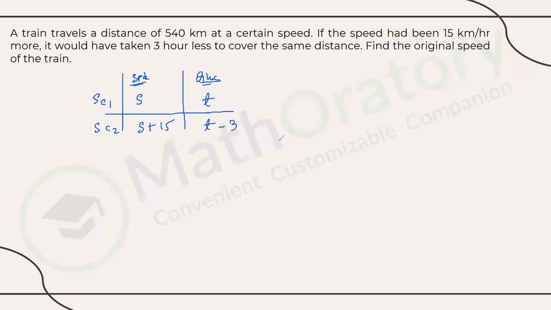Now, even using variables, there are a lot of ways to solve this. You can go ahead and use the basic idea of distance equal to speed into time. So s into t should be 540. (s plus 15) into (t minus 3) should also be 540.